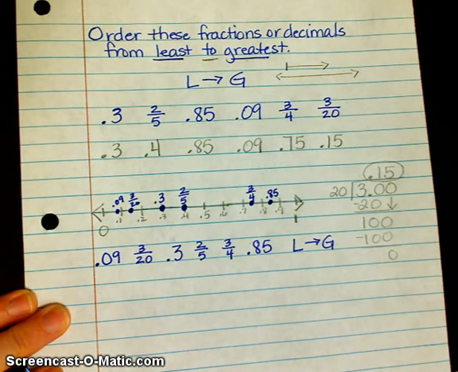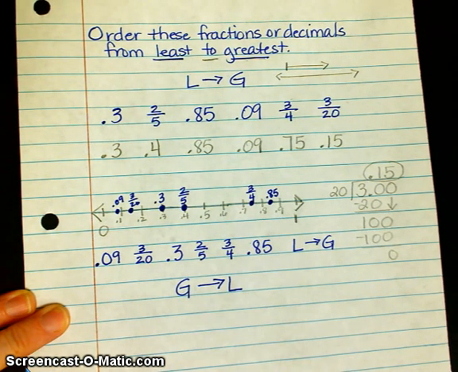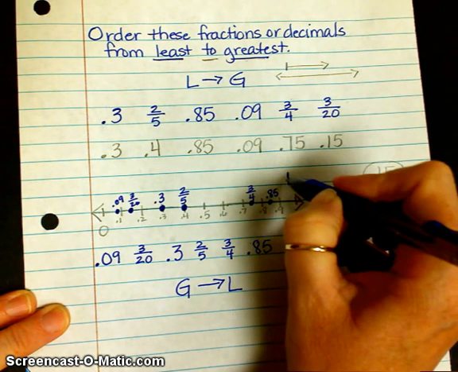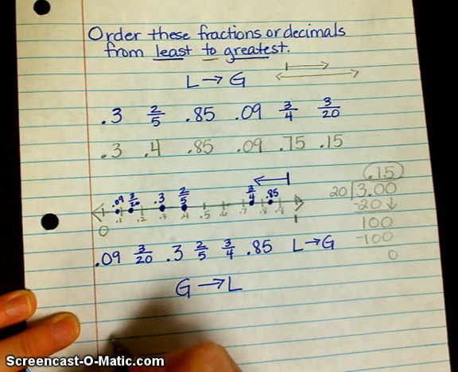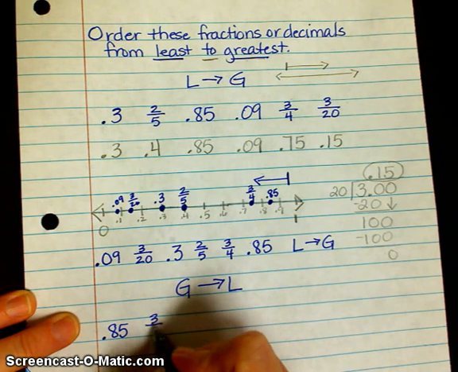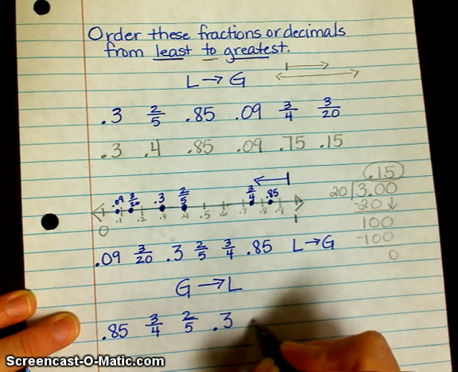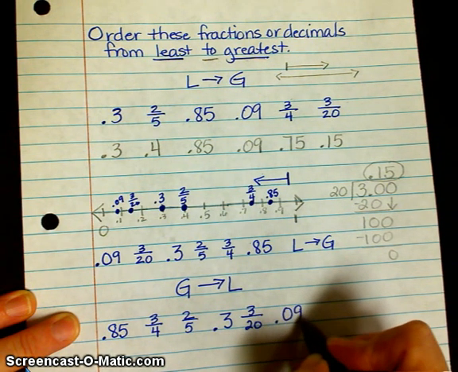But just for the sake of argument, let's say that it wanted us to list them from greatest to least. What would we need to do differently? Only one thing. We would start at this side of our number line and read it backwards. So our biggest number would be 0.85. Then we would have 3/4, then 2/5, then 0.3, then 3/20, and then 0.09.